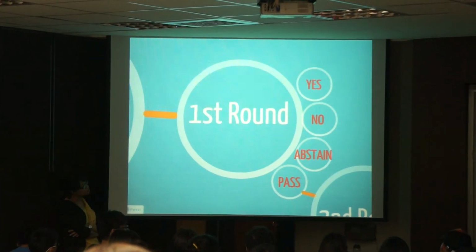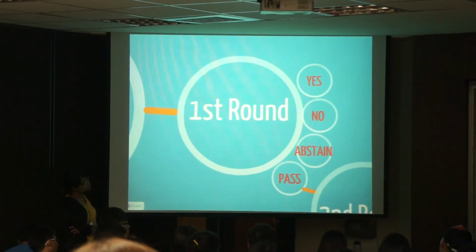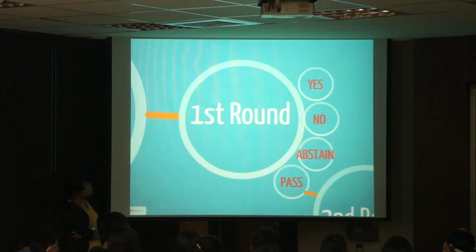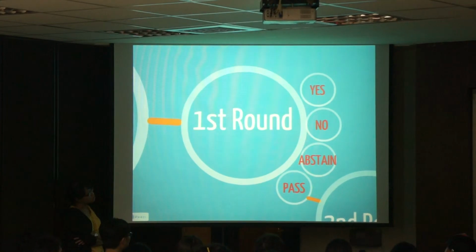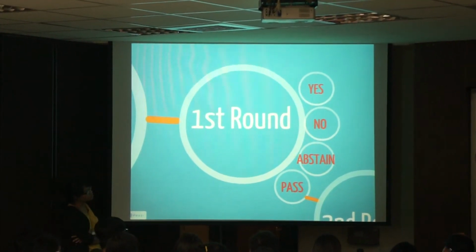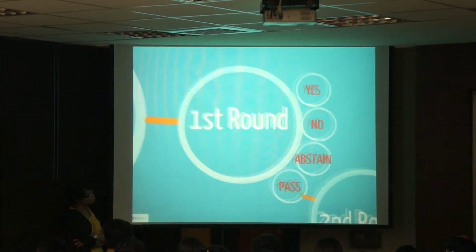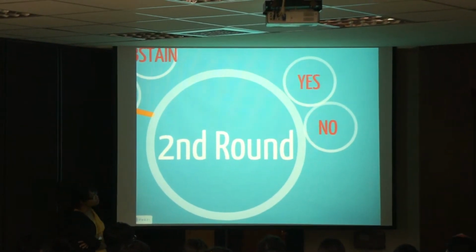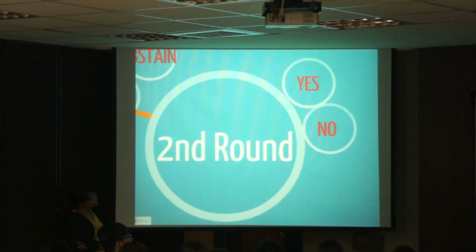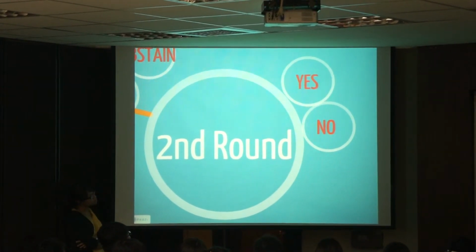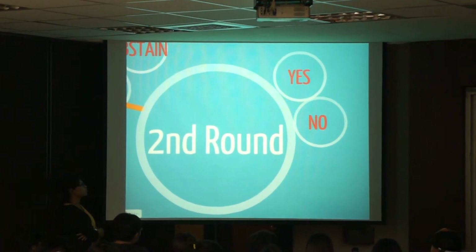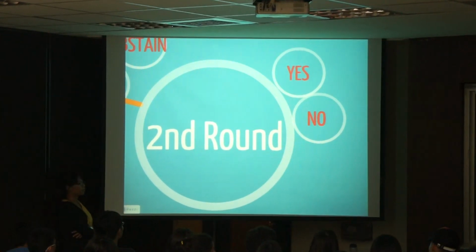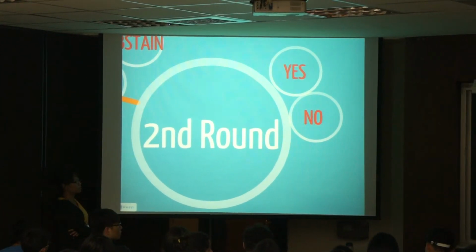Pass is if you call pass, this means you want to wait until the next round to vote because you want to follow the country that is behind you, but you don't know what they are going to vote yet. So you will call out pass. After all the countries have voted in the first round, you will enter the second round. Those countries who called out pass have to vote in the second round, but you don't have the choice to abstain. You have to vote either yes or no in the second round.